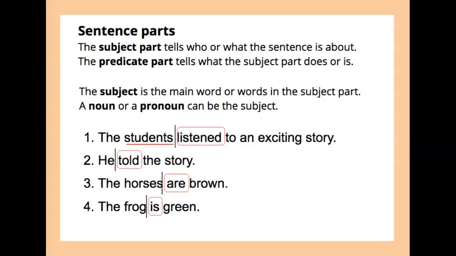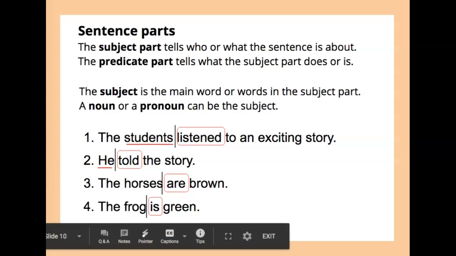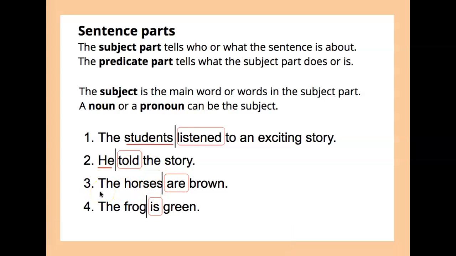Number 2, what's the main word in this subject part? The main word is he. He is the only word in the subject part, and it is also a pronoun. What's the word in this subject part? The main word is horses. Again, the word the is not a main word. It is a type of an adjective.